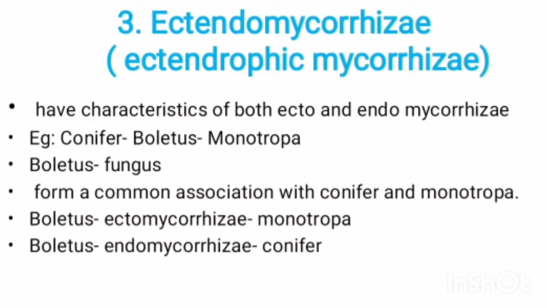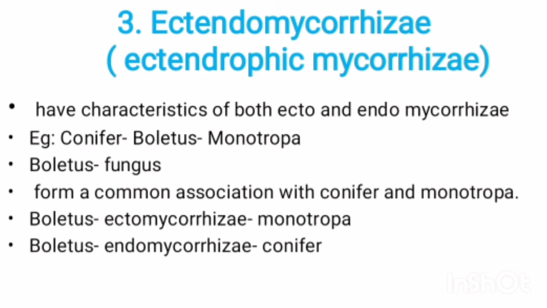Finally, we can discuss Ectendomycorrhizae. It is also called ectendotrophic mycorrhizae. The mycorrhizae which bear the characteristics of both ecto and endomycorrhizae are called Ectendomycorrhizae. The fungal partner establishes a mantle of hyphae on the surface of the root as well as hyphal coils and haustoria within the inward cortical cells of the root.